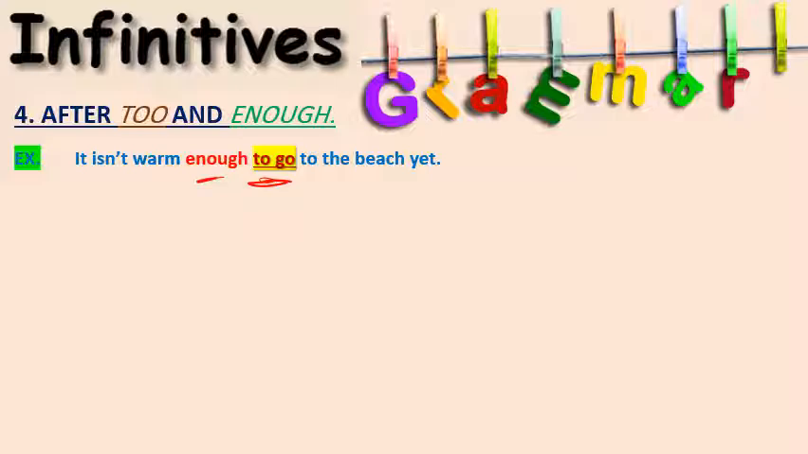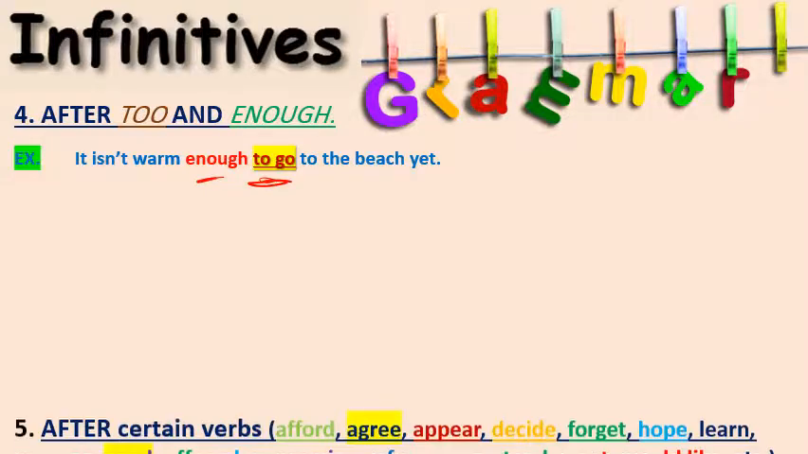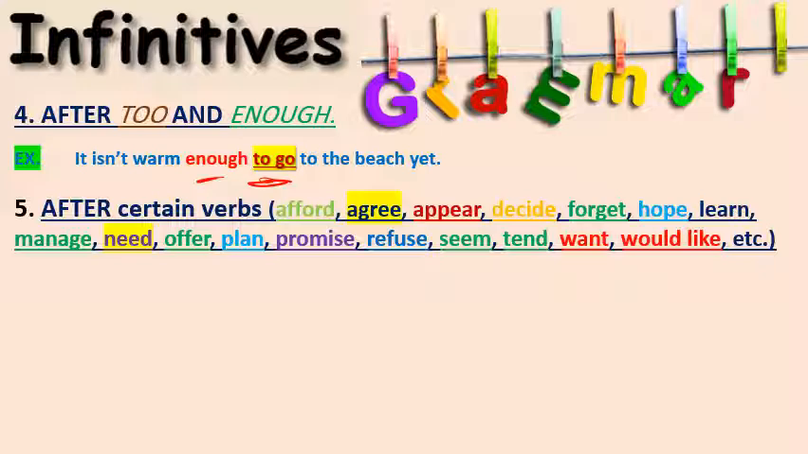One of the most important reasons to put to plus infinitive, or full infinitives, is after verbs like afford, agree, appear, decide, forget, hope, learn, need, offer, plan, promise, refuse, seem, want, and would like. For example, I hope to see you again. Here the verb hope is followed by to see, to plus infinitive.